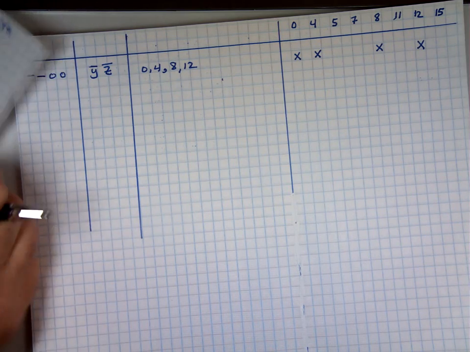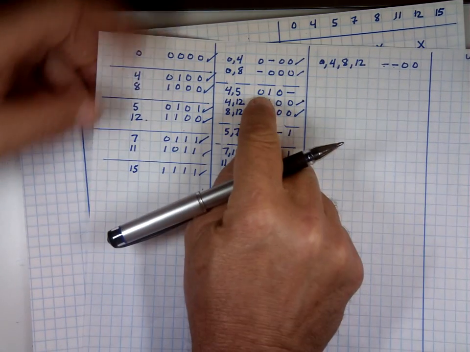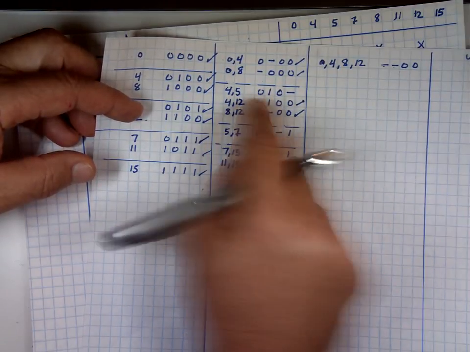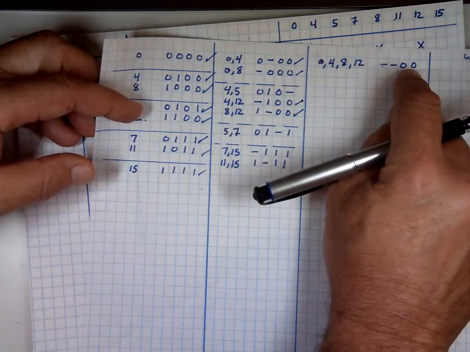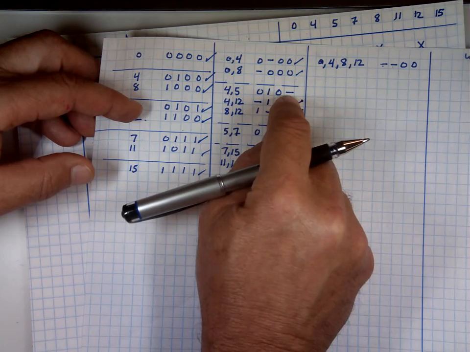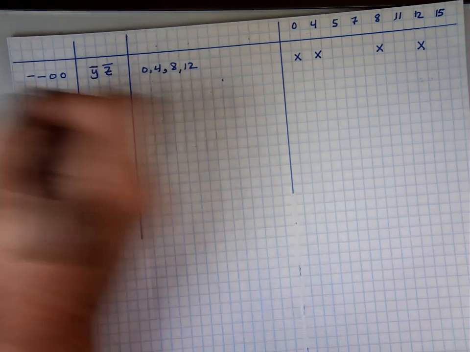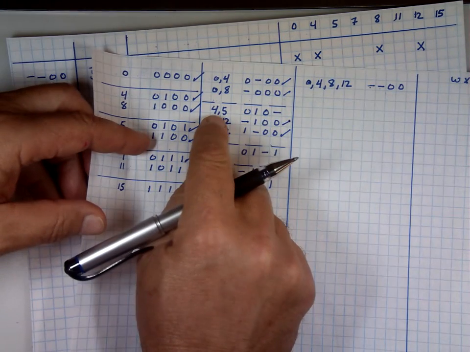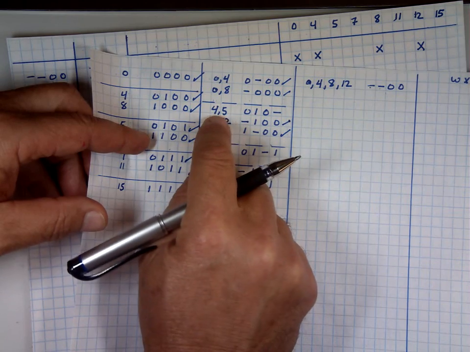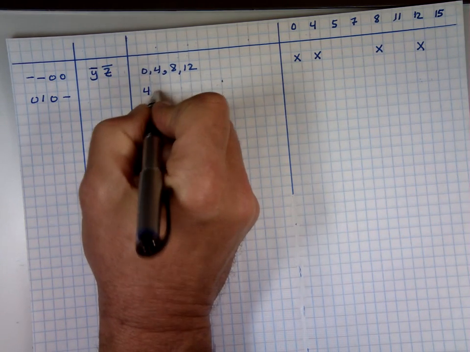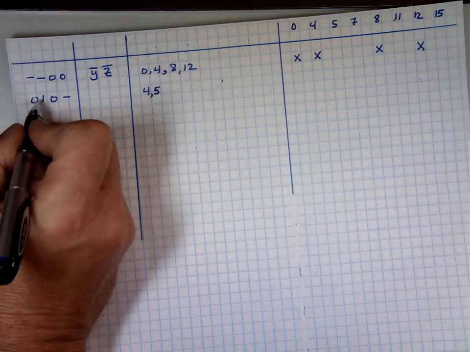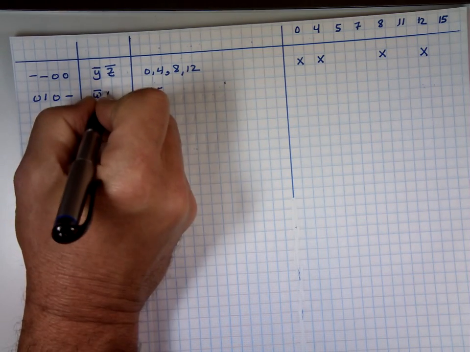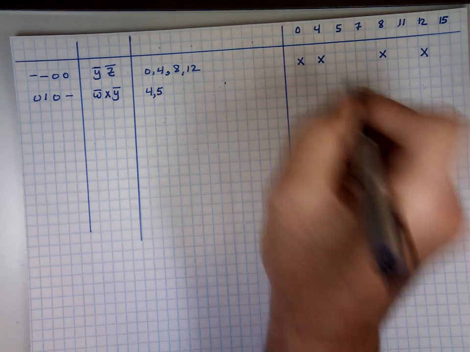The next one that doesn't have a check mark next to it, you see this one, 0, 1, 0 dash. Can you see that? That's why the check mark was important. So I don't have to use these because that's actually in this one. So this one doesn't have a check mark, 0, 1, 0 dash. And this one covers which ones? 4 and 5. Let me put 4 and 5 here. And to write that, W bar, X, Y bar. And let's go to 4 and 5, put X's there.